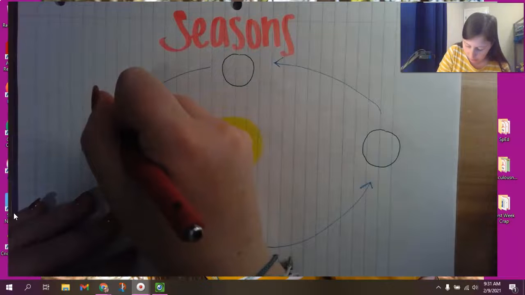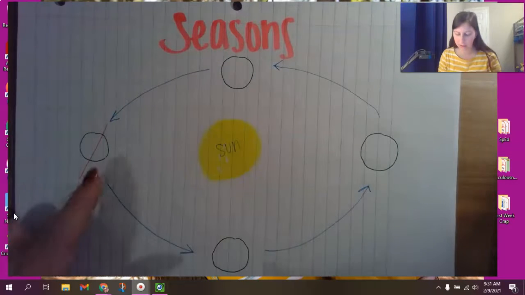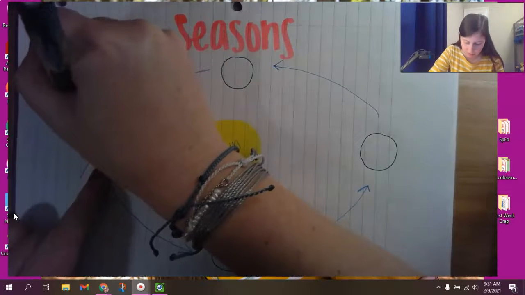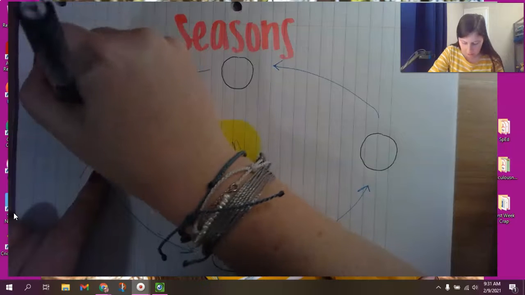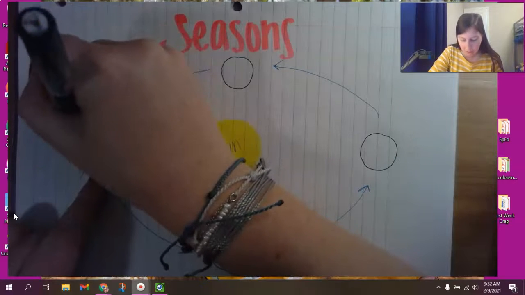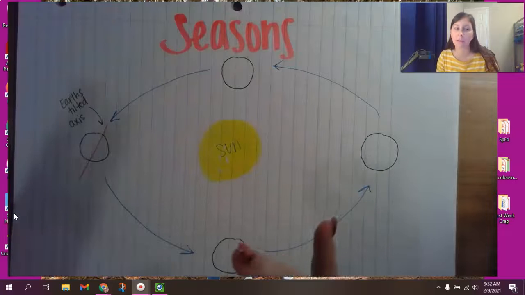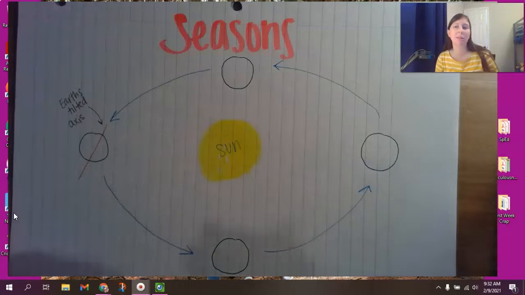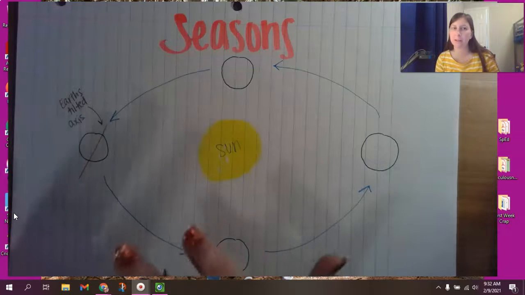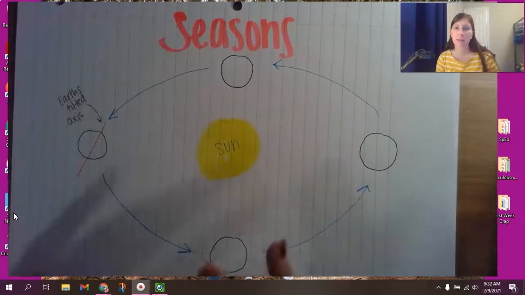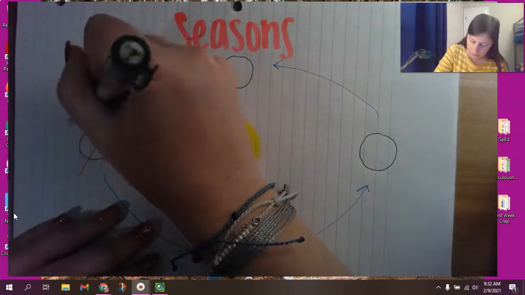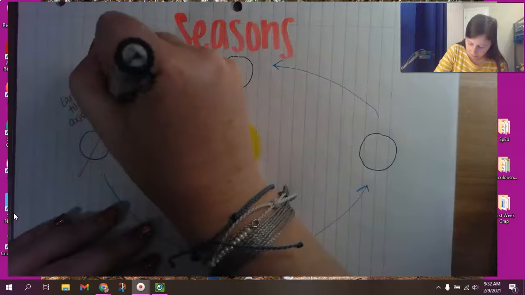So I'm going to draw a line tilted through my Earth. This line represents the Earth's tilted axis. So yesterday you learned about how there are some other planets in our solar system that also have tilted axes, such as Mars. Mars experiences seasons just like the Earth. They're a little bit different, as you learned, but it does have seasons, and that's because of the tilt. Our Earth is tilted about 23.5 degrees.